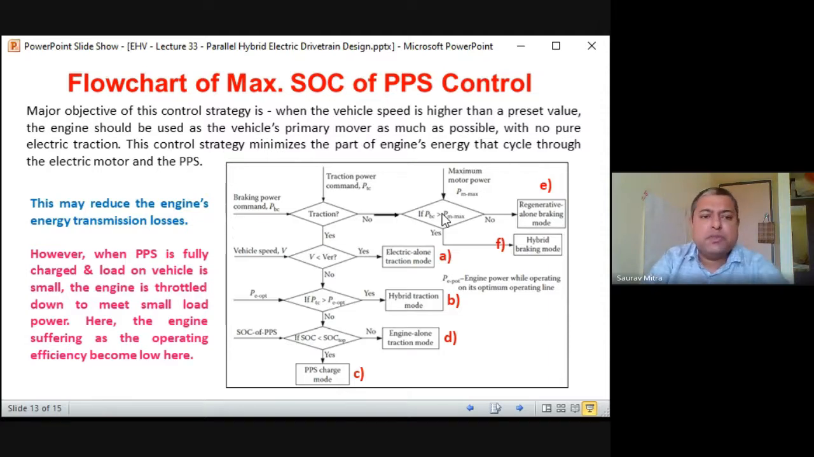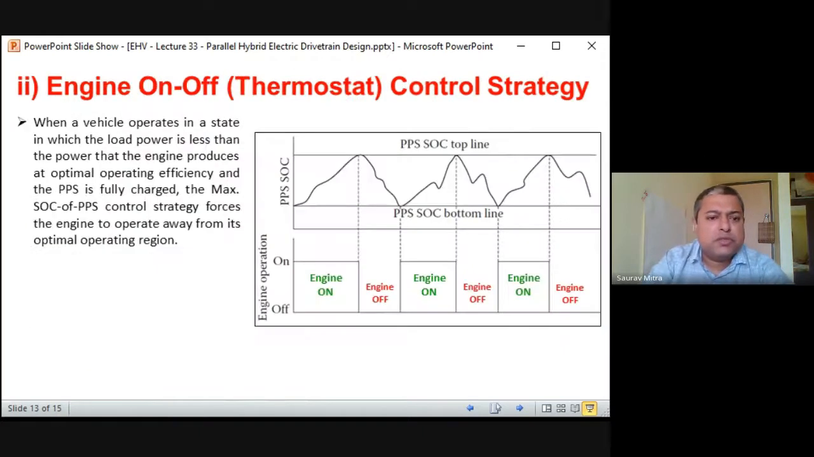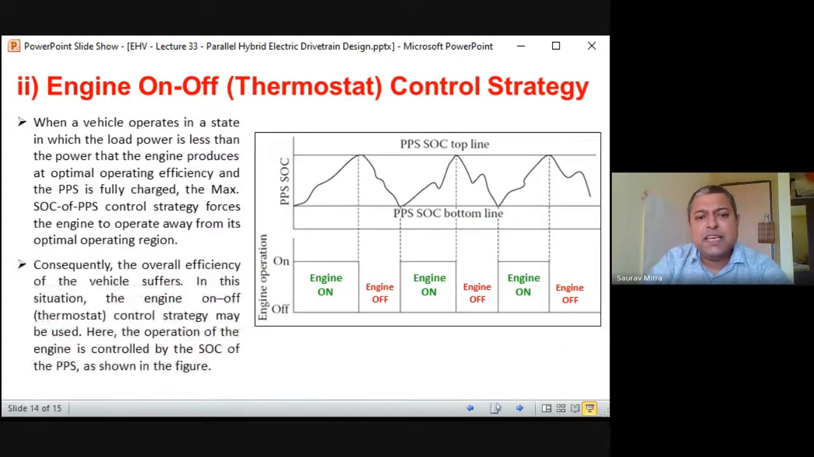Lastly, this was the first control action, that was the SOC of PPS control. So two more slides are there which are actually very easy. This we have done in the case of series control also. So what we find is initially the PPS is at the bottom line, so this is called SOC bottom, and whatever power the engine is producing, it is doing two parts. So here you can find that the engine is on. This is called engine on-off.